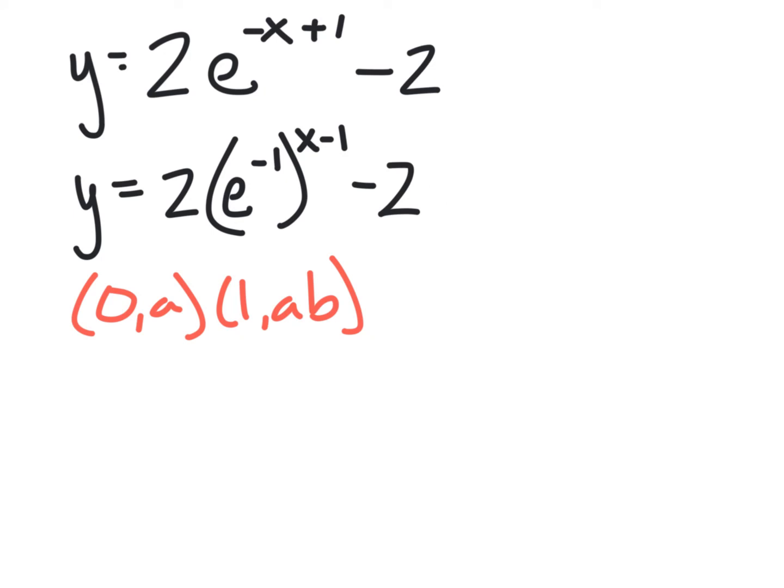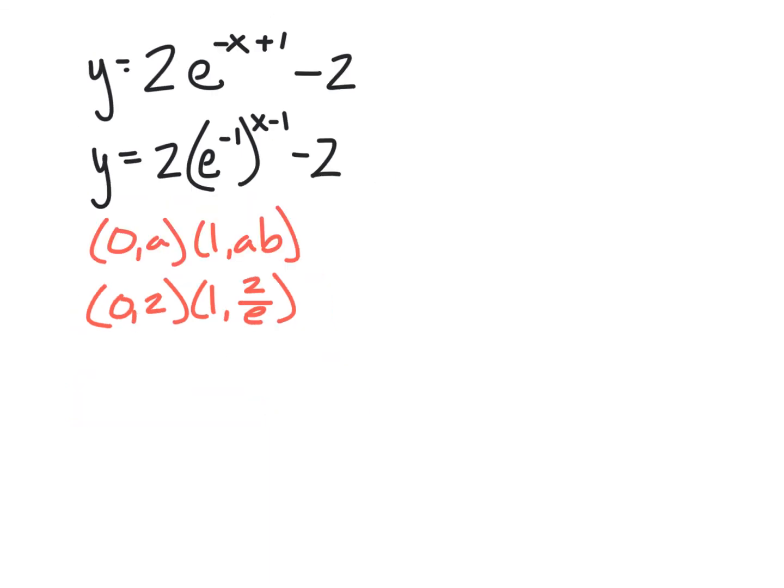So first let's find (0, a), (1, ab). That'd be (0, 2), (1, 2 times e to the negative 1), which is 2 over e. Or you can just leave it as 2e to the negative 1. Because at this point, we're going to go to our calculator and figure out what this is. All right, and we get (0, 2), (1, 0.735). And this is what we would expect. We would want the number further to the right to be lower than this starting point because it's decay.